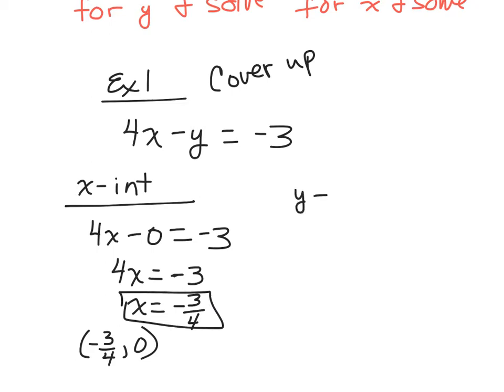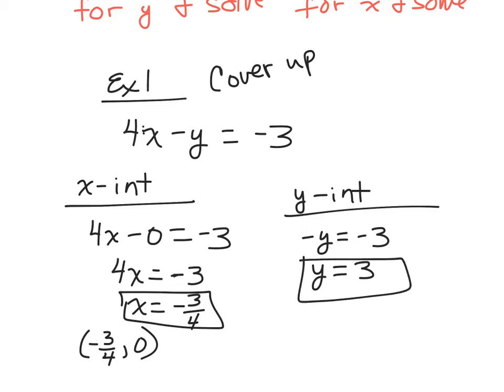Okay, so for the y-intercept, what are we going to do? We're going to put 0 in for x. When I put 0 in for x, that's equivalent to covering up the 4x. And I'll have negative y equal to negative 3, which would give me y equal to 3. If you give me that, I'll live with it. Technically, however, that's the point 0 for x, 3 for y.